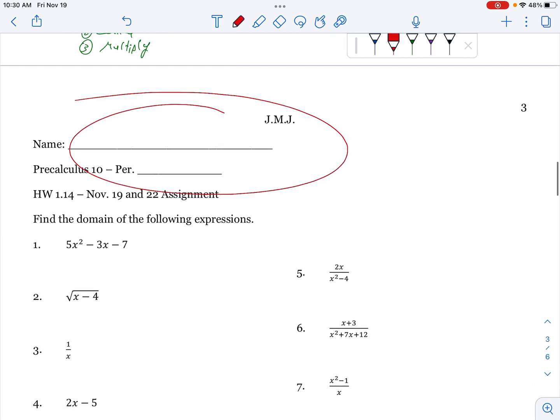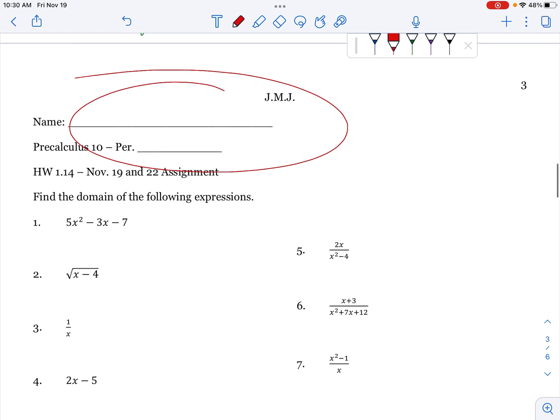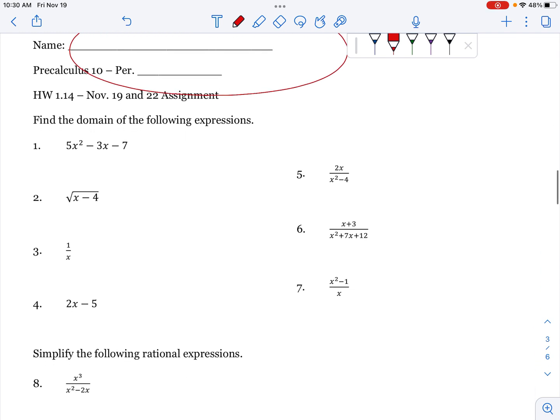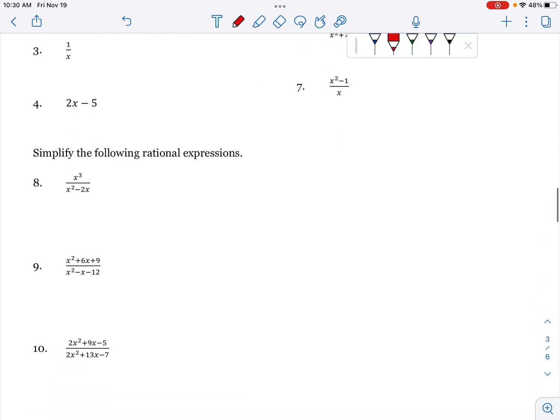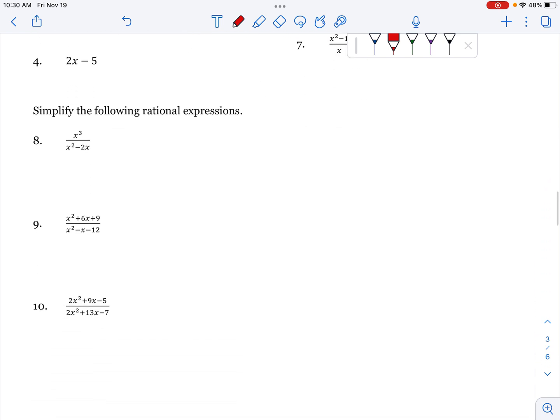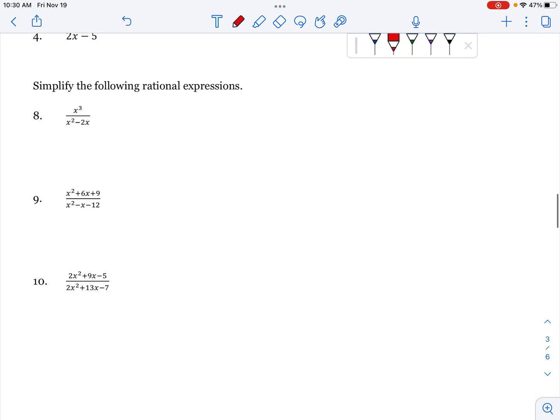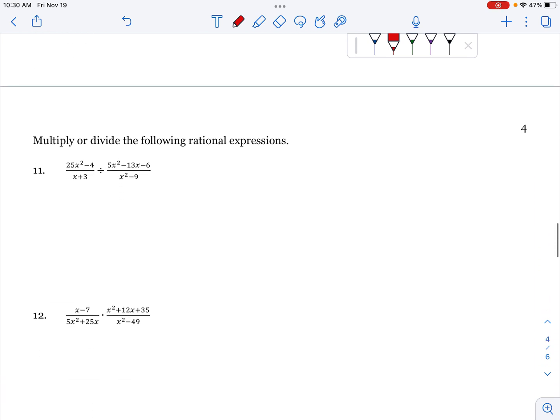Okay? Again, same as last time, here is my assignment. Some of you forgot the heading, so I'm circling it here just to reiterate that. I put it in there for you to write it. Please put your name on it. Domain of these, nice and simple. Simplify the following rational expressions. So again, that's just canceling. I'm not asking for domain here. I may write it on the answer key, but I'm not asking for domain here.